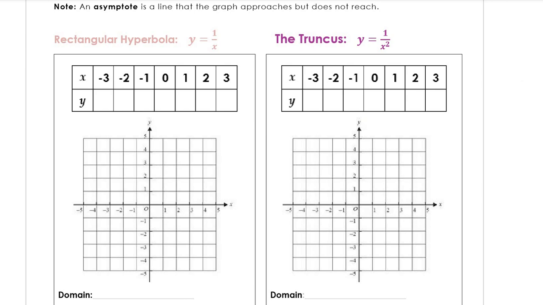Hi everyone, today we're going to be having a look at hyperbola graphs as well as truncus graphs. Now these are graphs that are in the form 1 on x or 1 on x squared, and due to the x being on the denominator of the fraction, it ends up changing the shape of this graph quite a bit. There are some key things that you really need to note when it comes to these graphs.